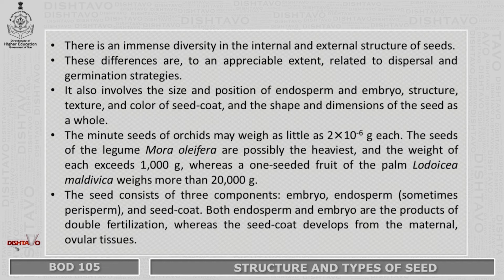The seeds basically consist of three main components, that is the embryo, the endosperm, which is sometimes referred to as the perisperm, and the seed coat. Both the endosperm and the embryo are the products of double fertilization, whereas the seed coat develops from the maternal ovular tissues.